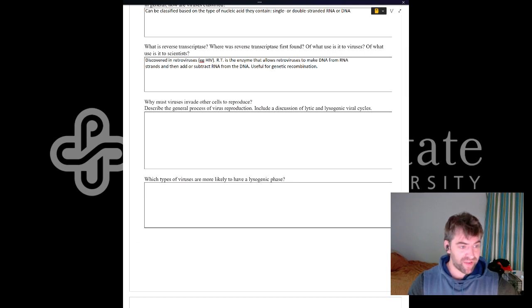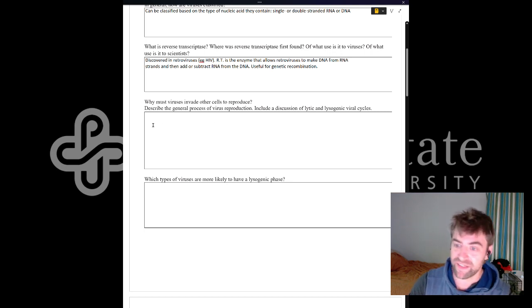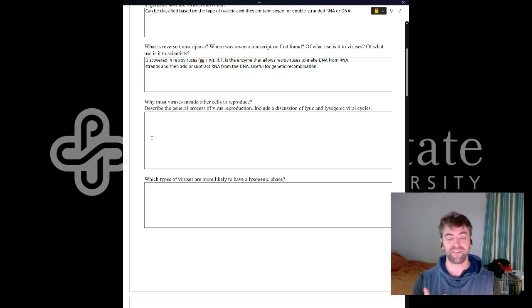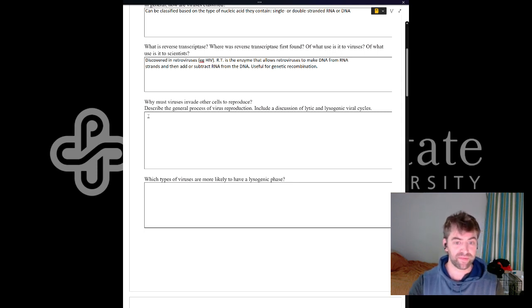Why must viruses invade other cells to reproduce? Describe the general process of virus reproduction, include a discussion of lytic and lysogenic viral cycles. So I kind of already mentioned how viruses don't possess the machinery for reproduction on their own. Some viruses are lytic only, and some are lysogenic and lytic.